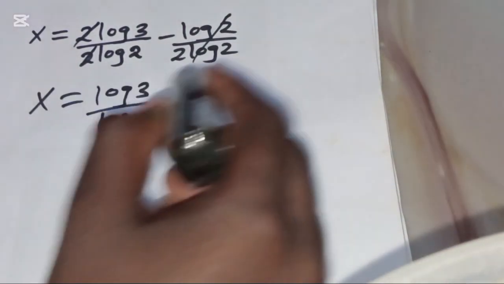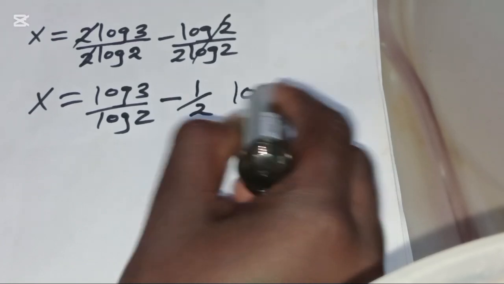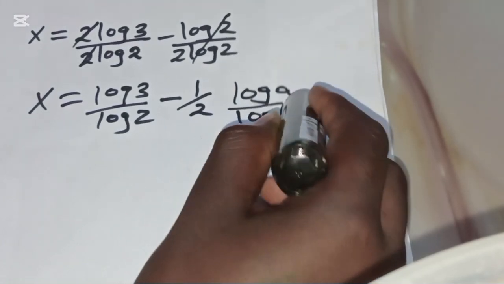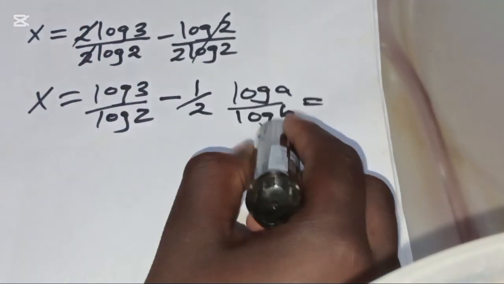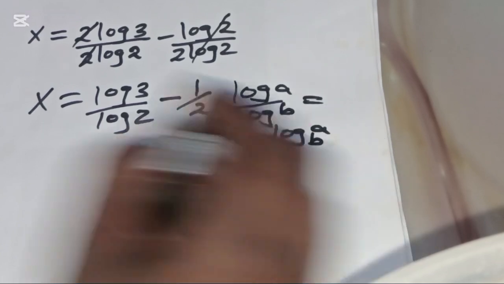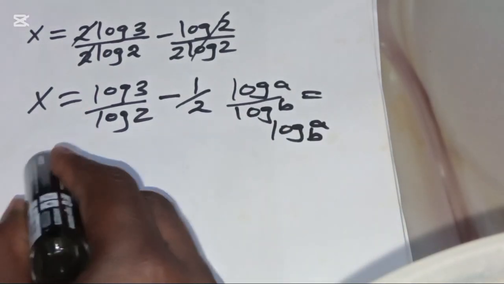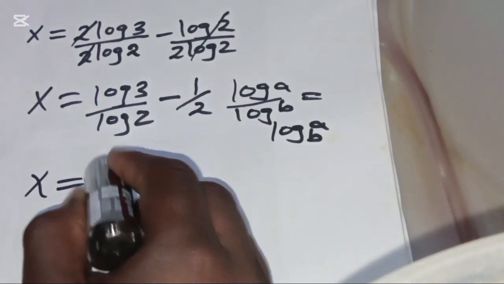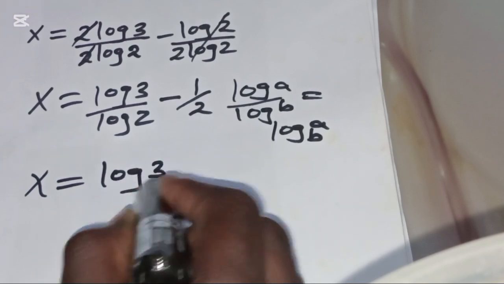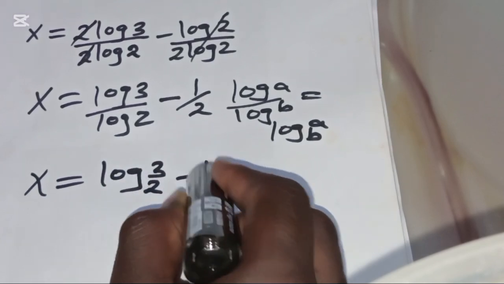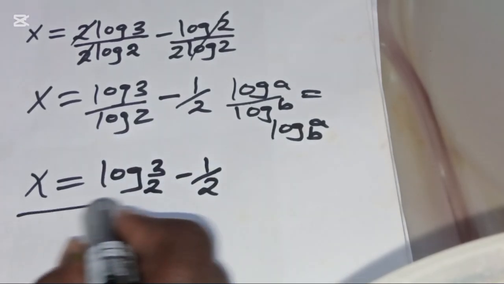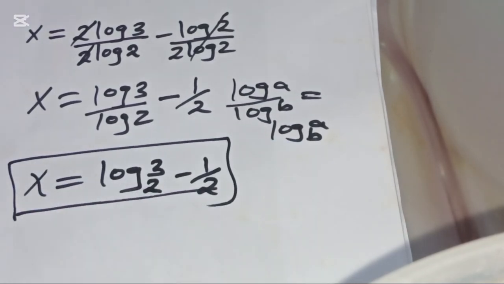Now log 3 divided by log 2 is in the form of log a divided by log b, which you can express as log a to base b. Applying this property, x becomes log 3 to base 2 subtract a half. This is the value of x.